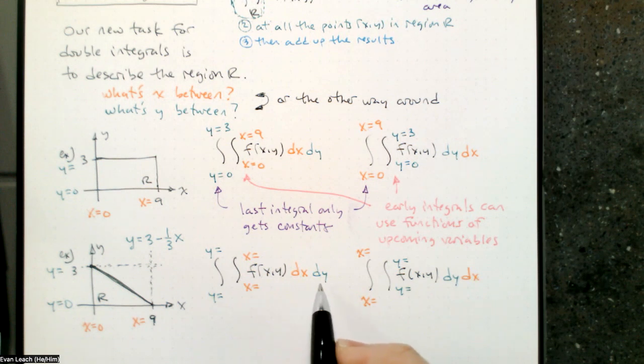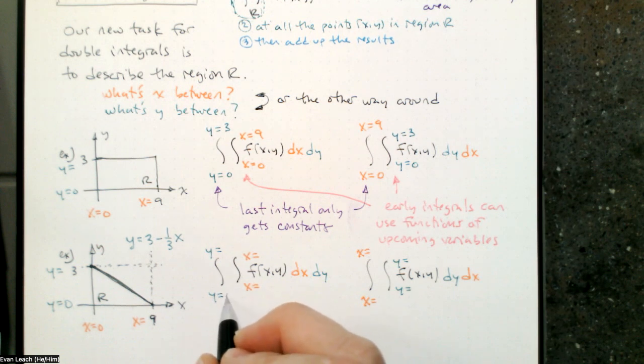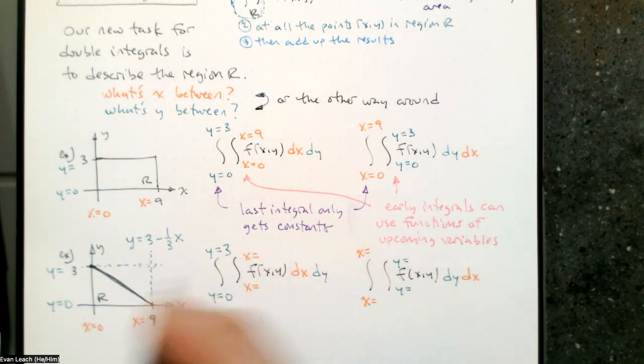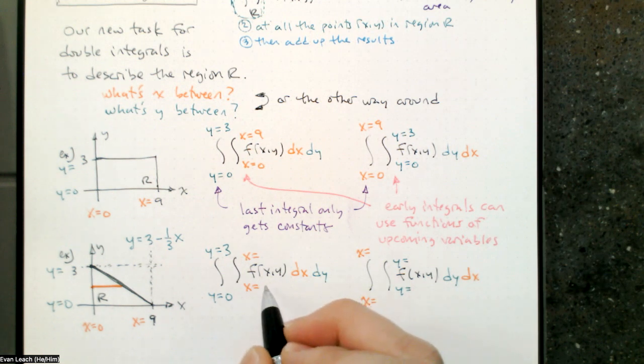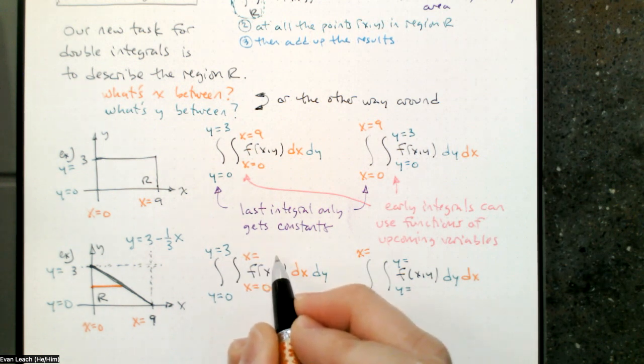In the dx dy double integral, the outer integral is a y. Y goes from 0 to 3. The last integral only gets to use constants. So all the y's go from 0 to 3. Now what we're going to do is pick a particular y value and say, what's x between? For a particular y value, x starts at 0 and ends at the line.